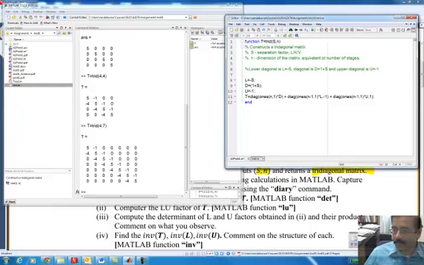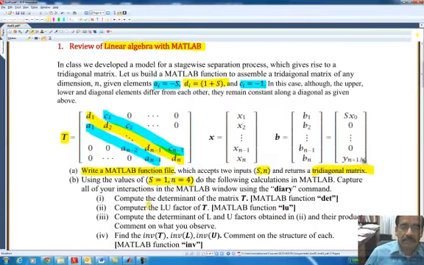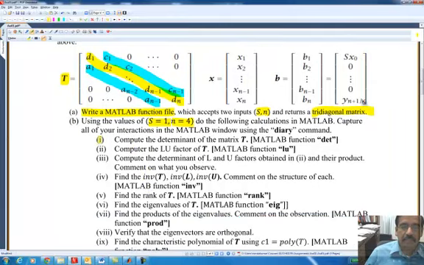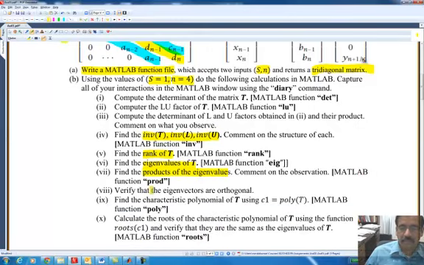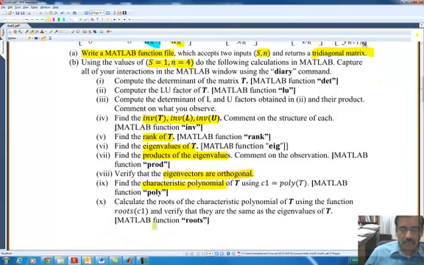Now the next part of the question is, using this tridiagonal matrix, carry out all these computations: compute the determinant, compute the LU factor, compute the inverse, compute the rank of T, compute the eigenvalues, product of the eigenvalues, etc. So there are about 10 different parts that you are asked to do. Okay, the characteristic polynomial, for example, or whether the eigenvectors are orthogonal. So you need to answer each one of them. How do we do that?